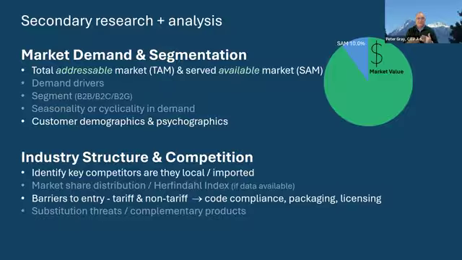If we're selling consumer-related products, we have a tendency of looking more specifically at customer and consumer demographics and psychographics. If we're selling industrial products, our tendency is to look more towards segmentation data. We also want to understand the industry structure and competition. Obviously, we want to identify who our key competitors are. We also want to define if they're local or imported competitors. We also want to look at barriers to entry, both tariff and non-tariff related. A few examples of non-tariff related would be code compliance deficiencies, packaging, licensing, things of that nature.